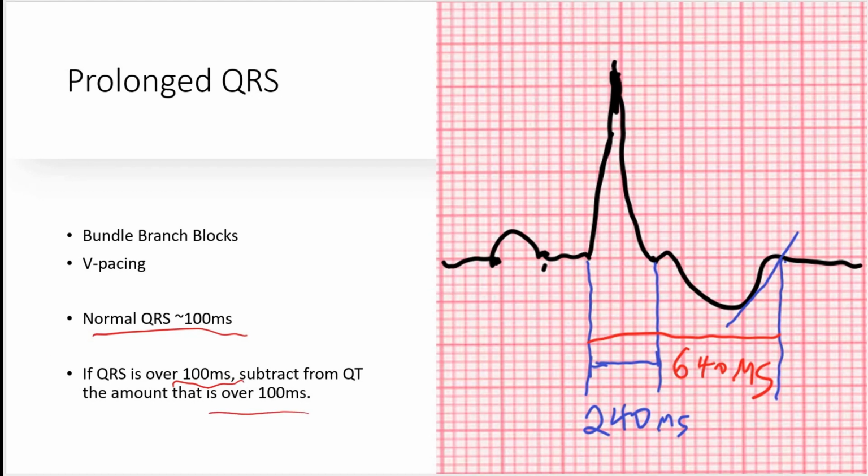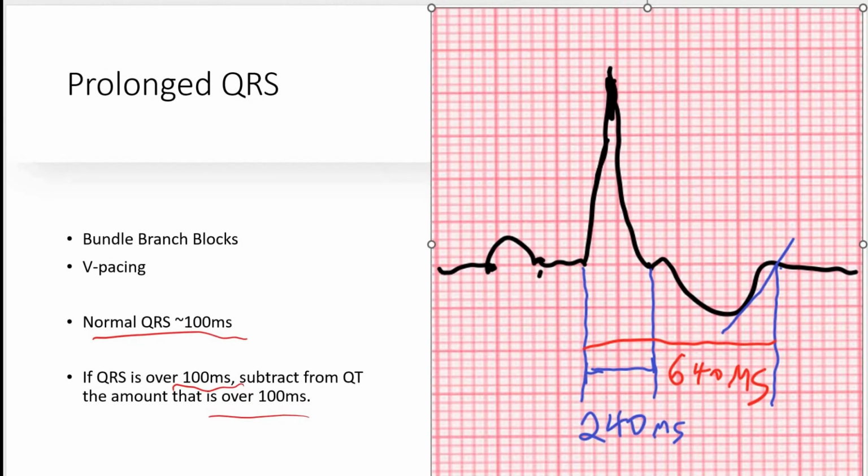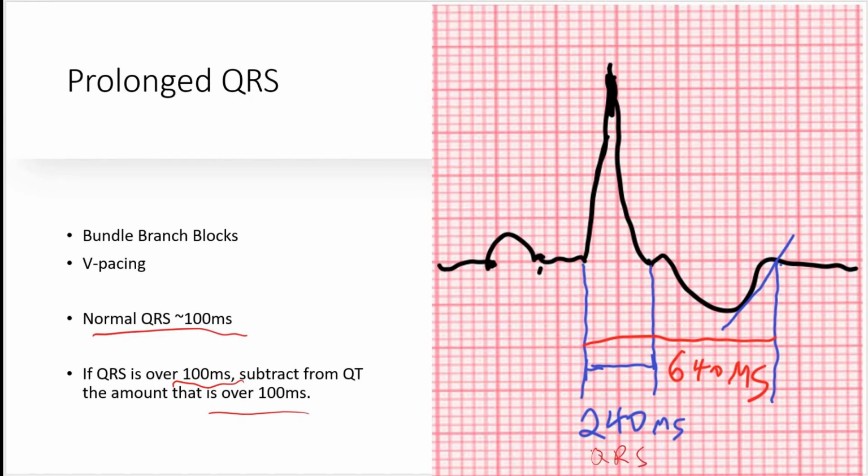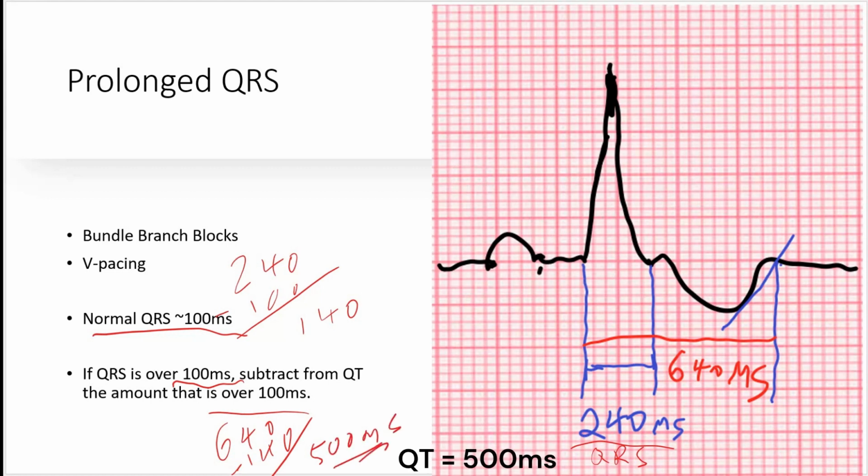For example, in this picture, the QRS is 240 milliseconds. So what you do is subtract 240 minus 100, that's about 140, and then you take the total QT interval, which is 640, minus 140, then that gives you about 500 milliseconds.